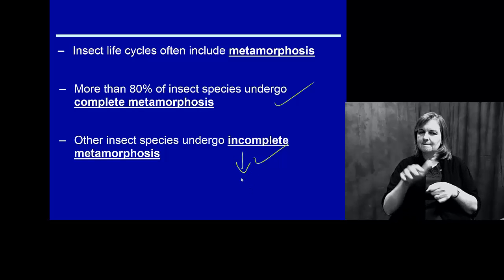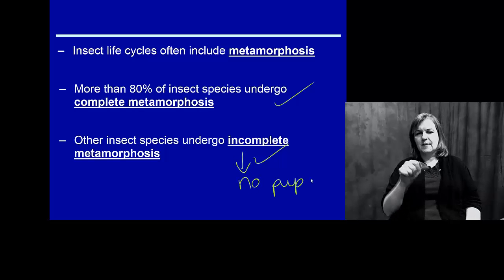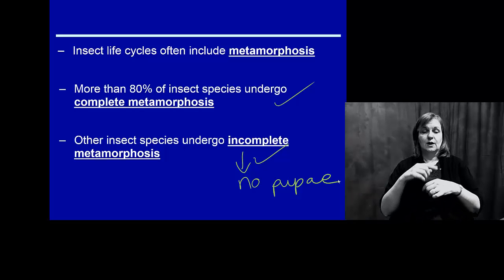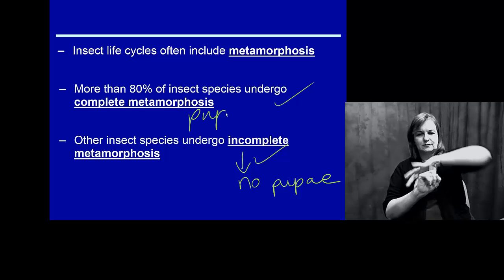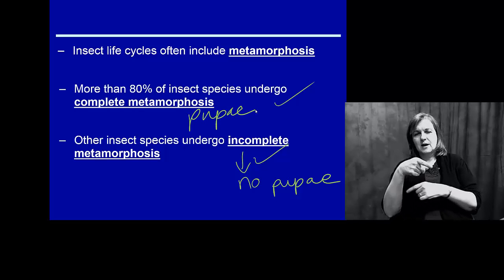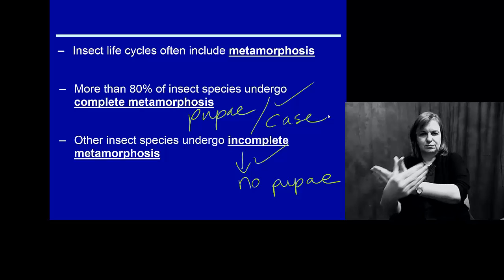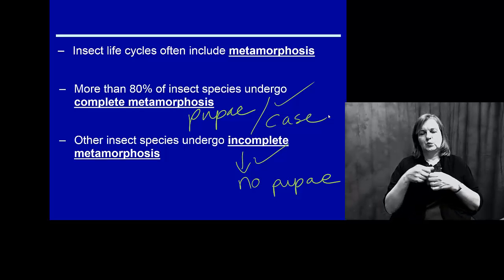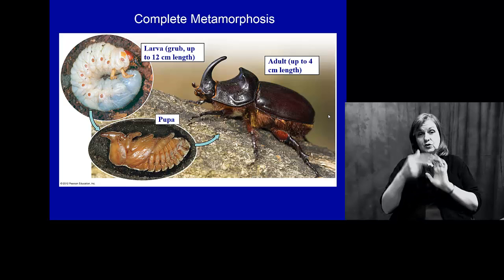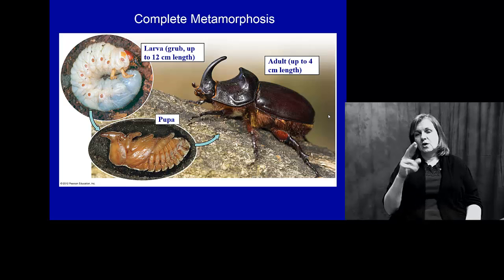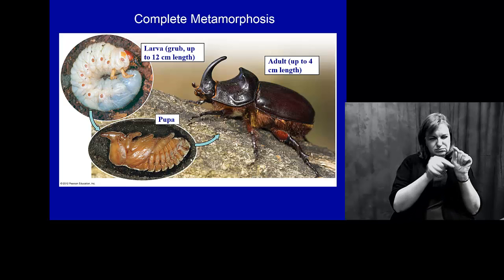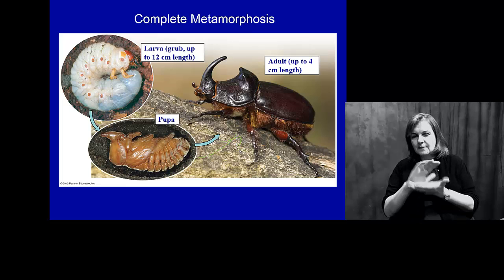So the difference here is an incomplete metamorphosis has no pupa. So there's no resting stage. Remember, to go from a caterpillar to a butterfly, the caterpillar encloses itself in a pupa. The adult then emerges from that pupa or case, right? We don't see that in incomplete metamorphosis. So just an example of a complete metamorphosis for you in the European rhinoceros beetle, going from this kind of larva grub sort of thing into this pupa stage, and then eventually into our adult. He's pretty cute, huh?